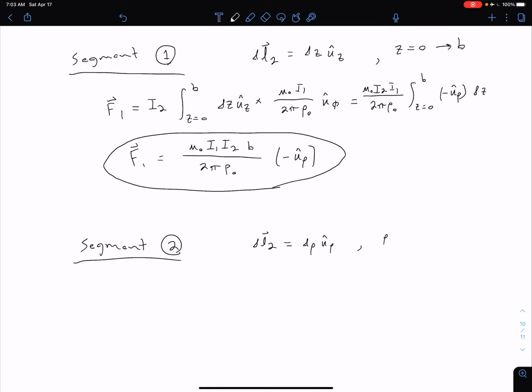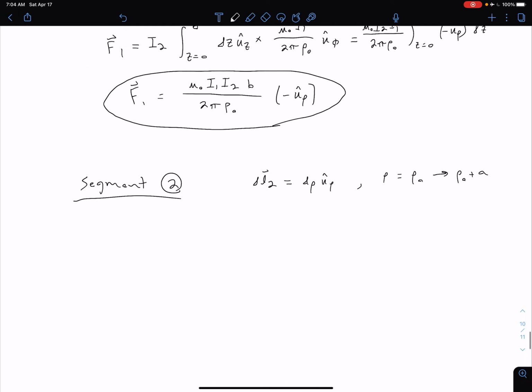And again, our rho is starting at rho naught, and it's going to an ending value of rho naught plus a. All right, so let's do our general force equation again. Now we're going to call this F2, our force on the second segment, which is equal to I2 times the integral from rho equals rho naught to rho naught plus a. We have d rho in our rho direction for our differential length, crossed with the same B we used before, so mu naught times I1 divided by 2 pi.